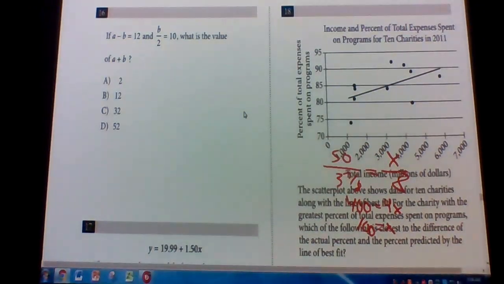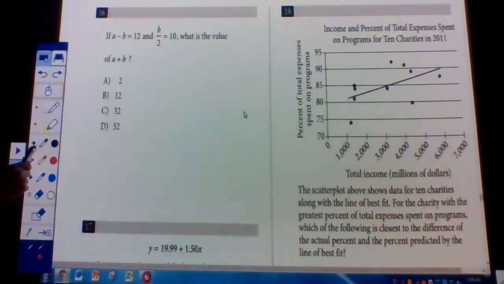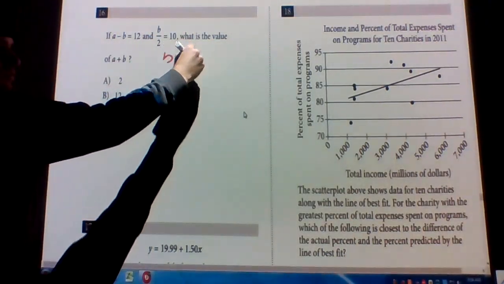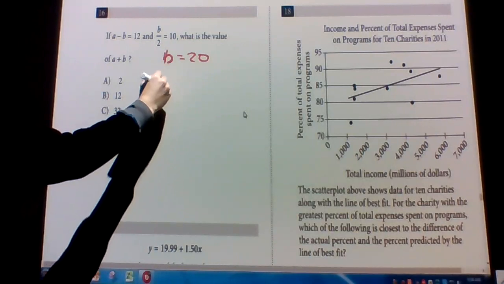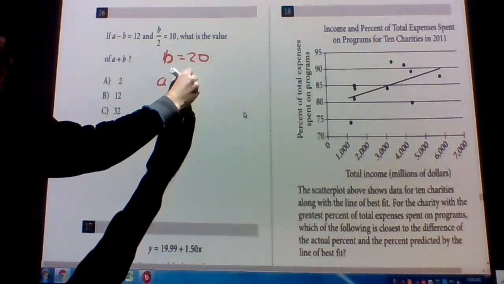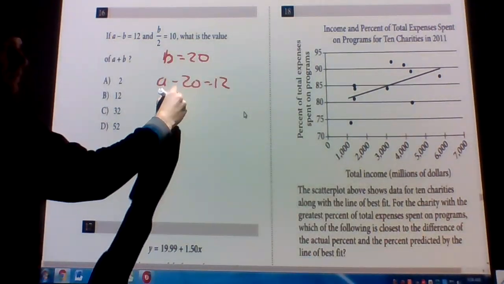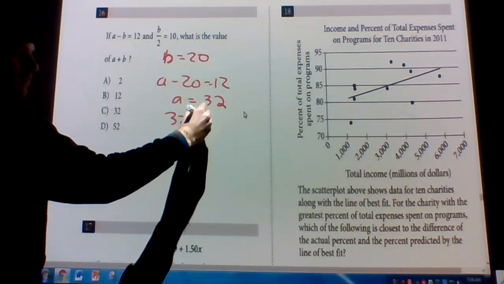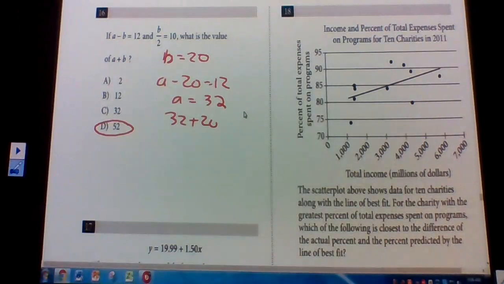16. You have a system of linear equations. You can use menu 3, 2 on this if you want. I'm going to use substitution first, and then we'll use the calculator to do menu 3, 2. B, multiply 2 on both sides. B is going to be equal to 20. So substitute that in. A minus 20 equals 12. So A is going to be equal to 32. 32 plus 20 is going to be 52, which is D.